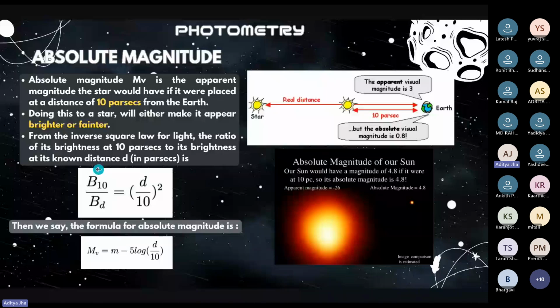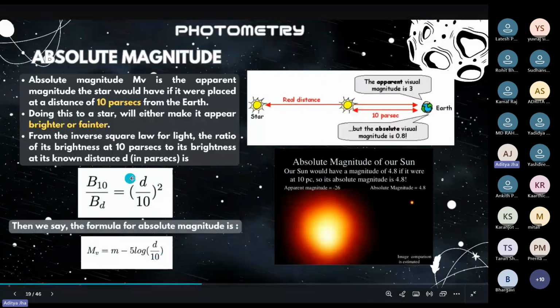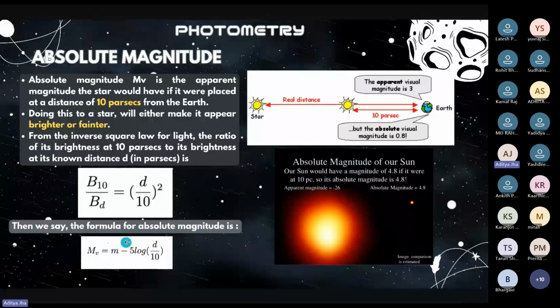So you can use the inverse square law of light and find the ratio of brightness at 10 parsecs to its brightness at its known distance d with this relation, and then you can find the formula for the absolute magnitude by plugging these values into the previous formula. So you can take its apparent magnitude and the distance it is from us, and find its absolute magnitude. Then you can use absolute magnitude to compare the actual brightness values that they're emitting.